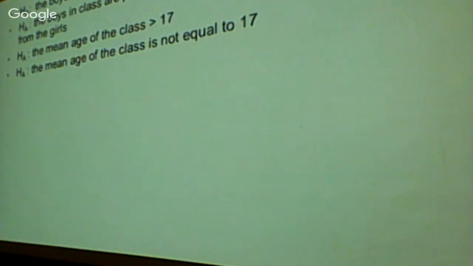That's two-tailed. The mean age of the class is greater than 17. Does that have direction? Yes, it does. I care about if it's bigger than 17, not if it's less than. So that's one-tailed. The mean age of the class is not equal to 17.